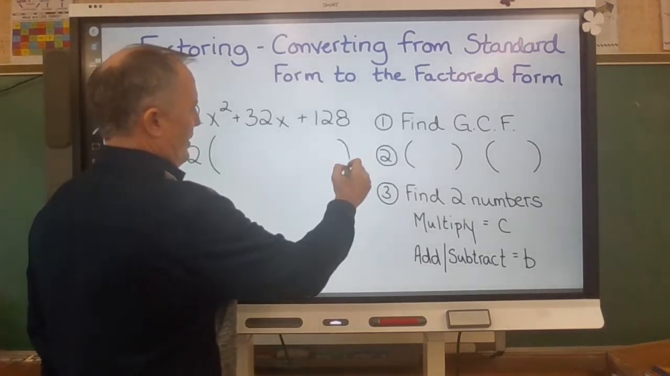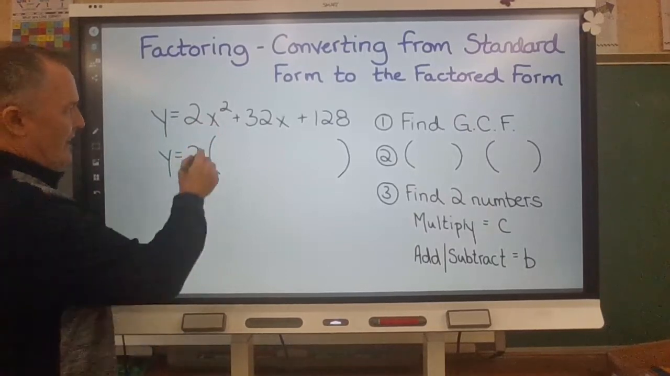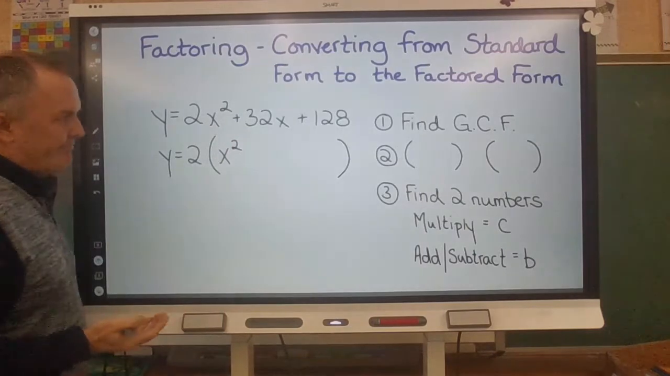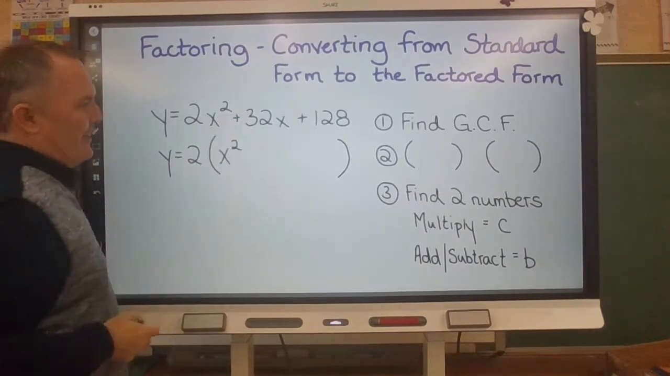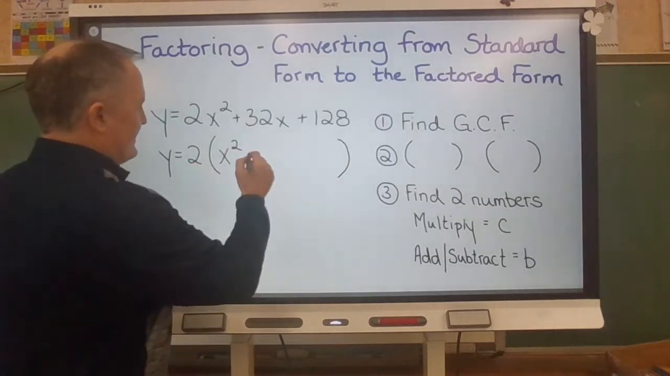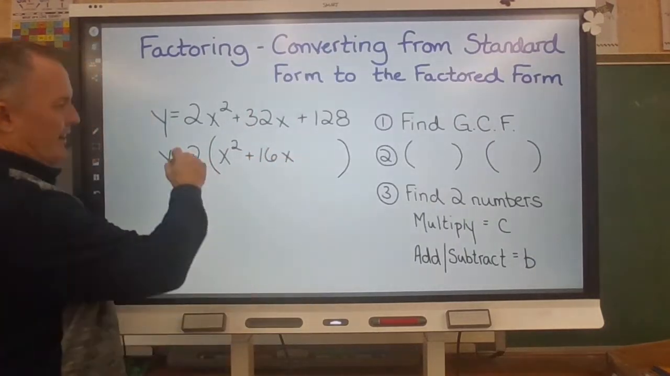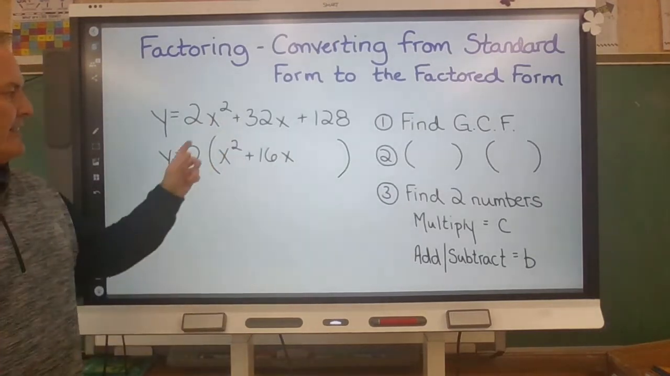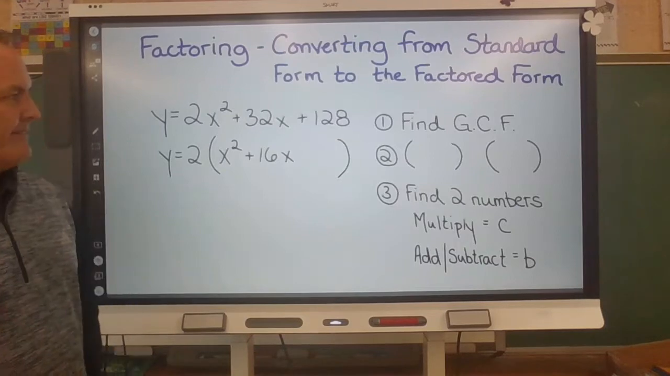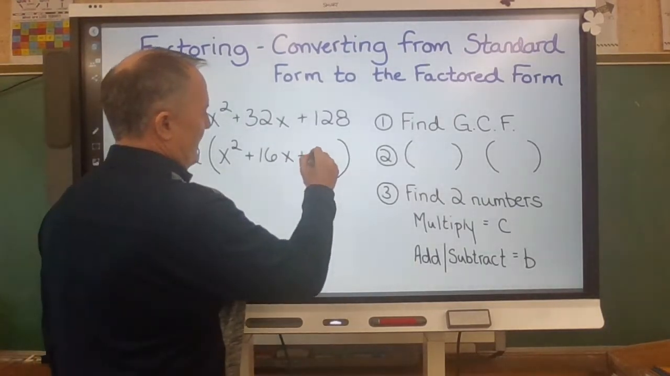So by pulling out the greatest common factor, we're going to pull a 2 out, and then I'm going to rewrite my trinomial. So if I pull a 2 out of 2x squared, that just leaves me x squared. If I pull a 2 out of 32, 32 divided by 2 is 16. So it's going to be plus 16x. Like if I was to distribute it back in, 2 times 16 would be 32. 128, if I pull a 2 out of there, I'm going to get 64.